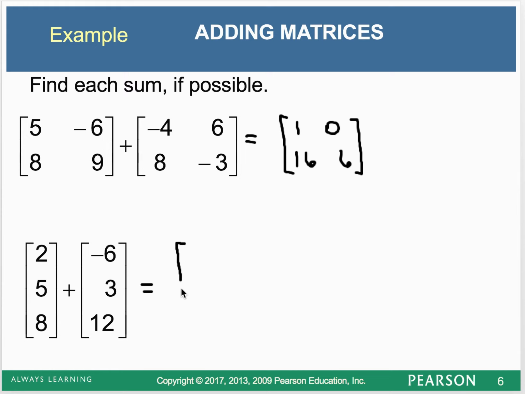Okay, so this is going to be a 3 by 1, a 3 by 1, because each of these are 3 rows by 1 column. Just add corresponding positions. 2 plus -6, 5 plus 3, 8 plus 12. That's all there is to it.